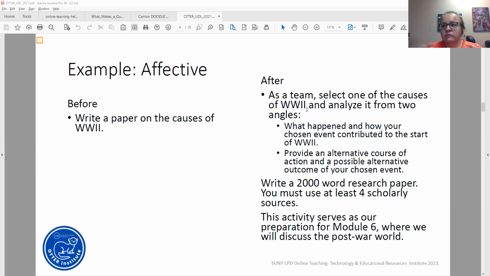So as a comparison, look at the after assignment, and I'm going to read it out loud just to make sure that we're on the same page. So as a team, select one of the causes of World War II and analyze it from two angles. What happened? So this is the actual event. What happened and how your chosen event contributed to the start of World War II. And the second angle is provide an alternative course of action and a possible alternative outcome of your chosen event.